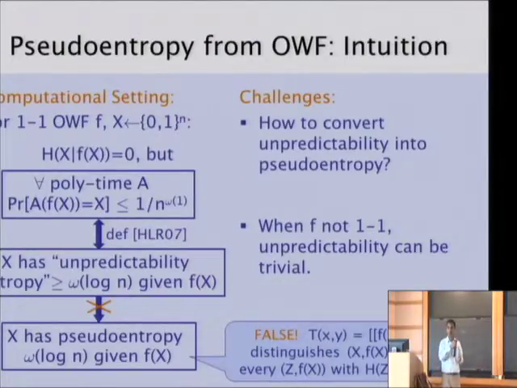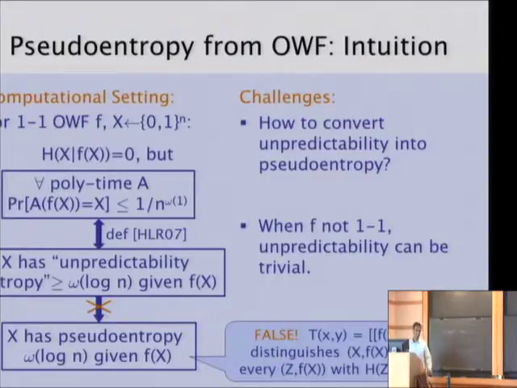No, the original thing doesn't either, because it's just not true that X has pseudoentropy given f of X. That's what that example says. Okay, all right, so this box I should have just crossed out, not just the arrow.